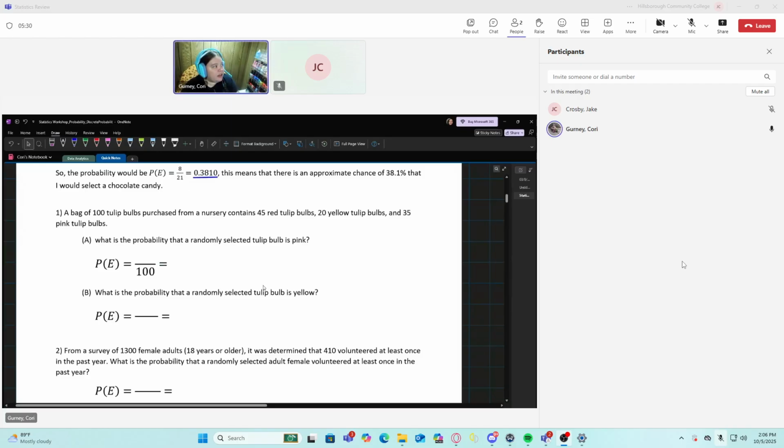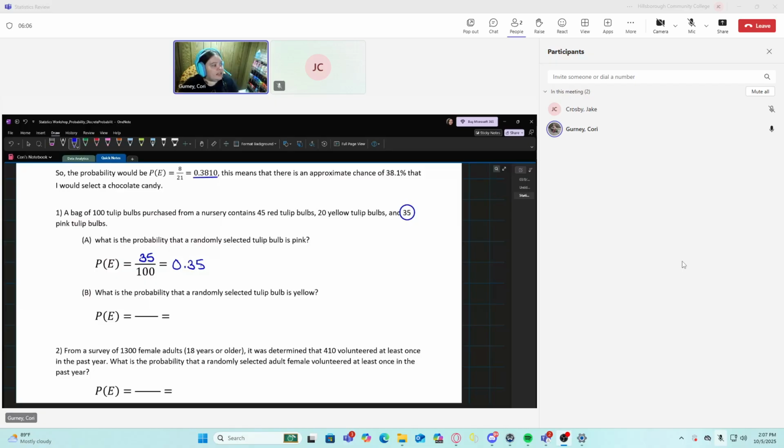Our first example here, out of a bag of 100 tulips purchased from a nursery, it contains 45 red tulips, 20 yellow tulips, and 35 pink tulips. What is the probability that a randomly selected tulip bulb is pink? So we take the 35 up here, and then we're just going to divide them out because we typically say probability as a division. So this division is pretty easy, 35 divided by 100. 0.35.